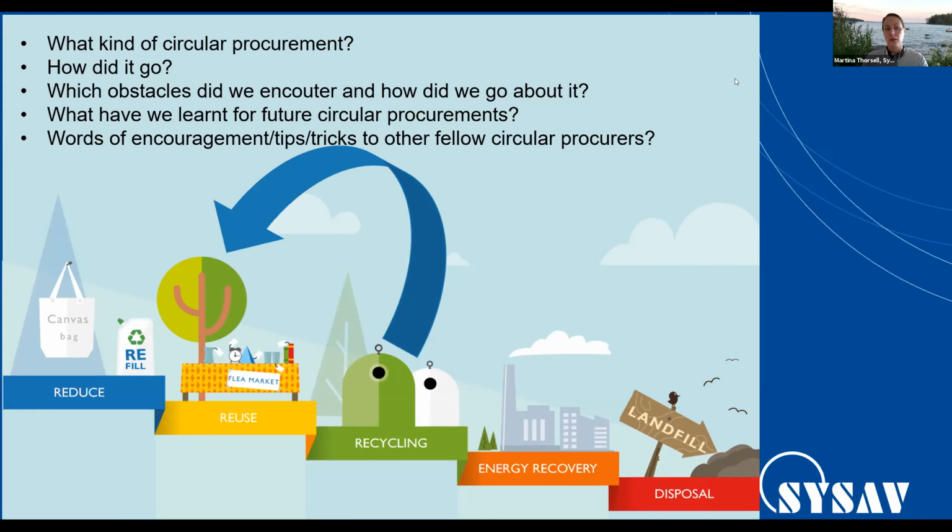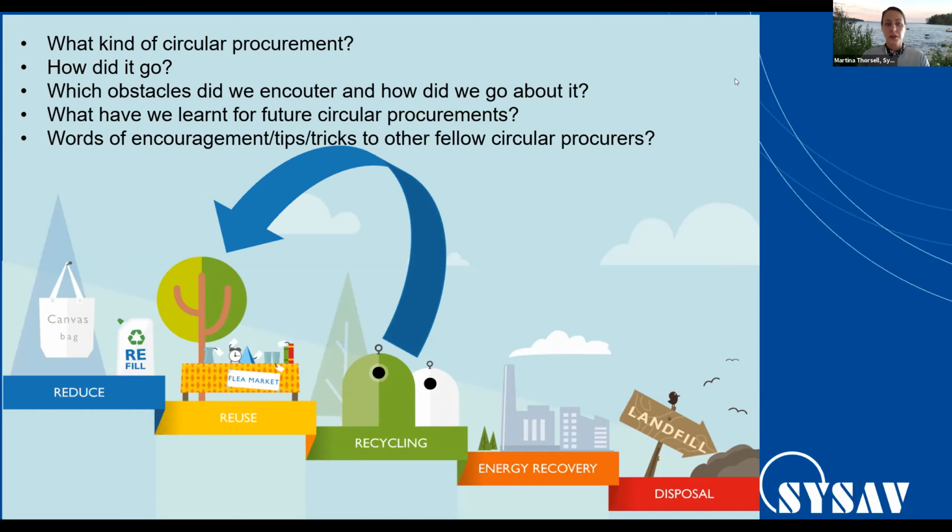And which obstacles did we encounter and how did we go about it? Well, the main issue I encountered was that our strategic agenda said one thing and our yearly budget said another, meaning that we did not make room for any more expensive circular solutions in our 2020 budget. And the degree of anchoring within the own company just wasn't good enough.